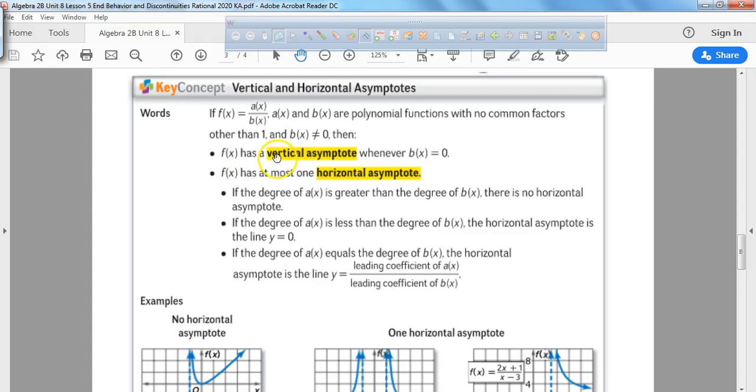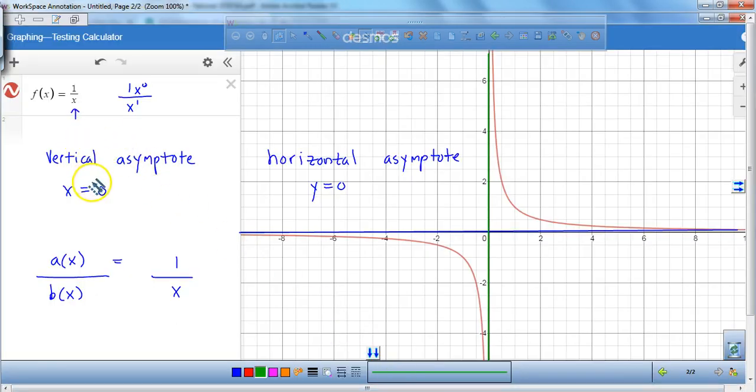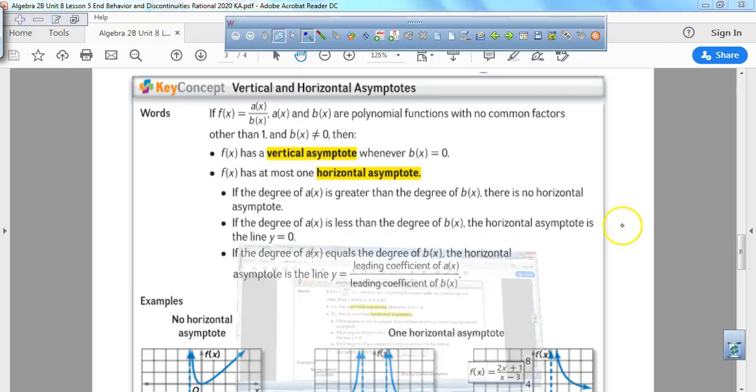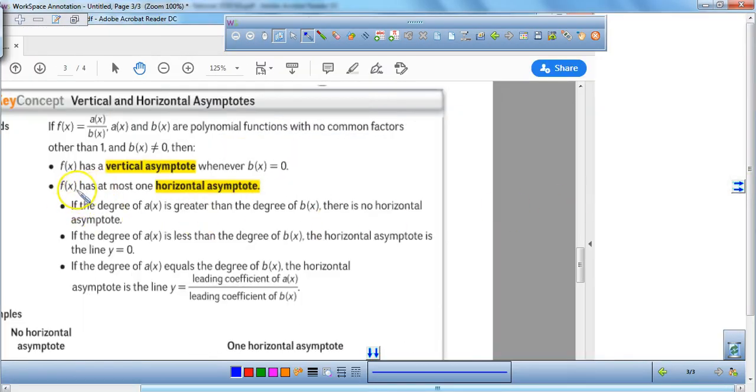It says f of x has vertical asymptotes whenever the denominator b of x is equal to 0. So on our particular problem, we had a vertical asymptote where x was equal to 0, because if you made x equal to 0, you put a 0 in the denominator. All right, I'm going to go ahead and take a screenshot of this. Now, f of x has at most one horizontal asymptote. So each of these problems, you'll have at most one horizontal asymptote.